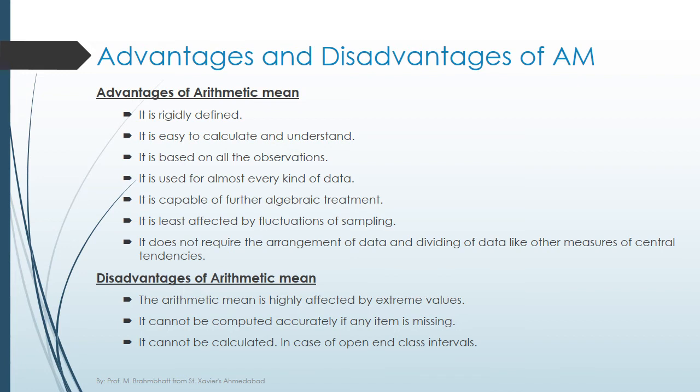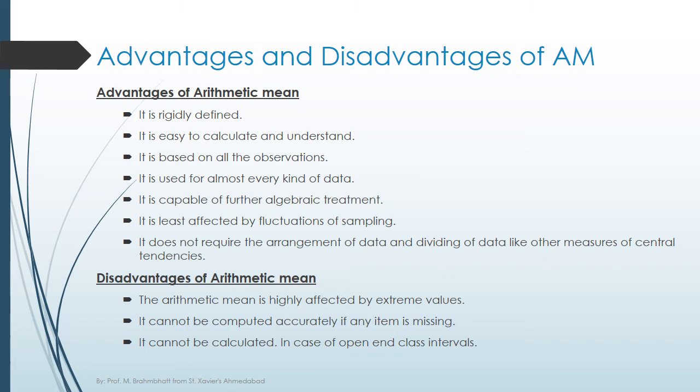The disadvantages of arithmetic mean: it is highly affected by extreme values, such as the very small and the very large values in the series. It cannot be computed accurately if any item is missing. If one of the values is not given in the series, you are not able to find the arithmetic mean. It cannot be calculated in case of open class intervals.